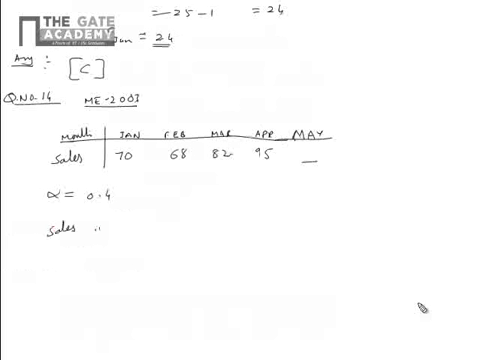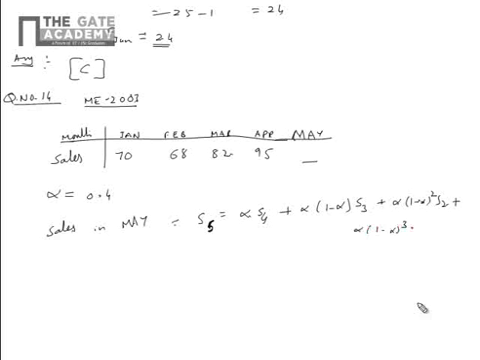Sales in May equal to S5. S5 equals alpha into S4 plus alpha into 1 minus alpha S3 plus alpha into 1 minus alpha whole square S2 plus alpha into 1 minus alpha whole cube S1.